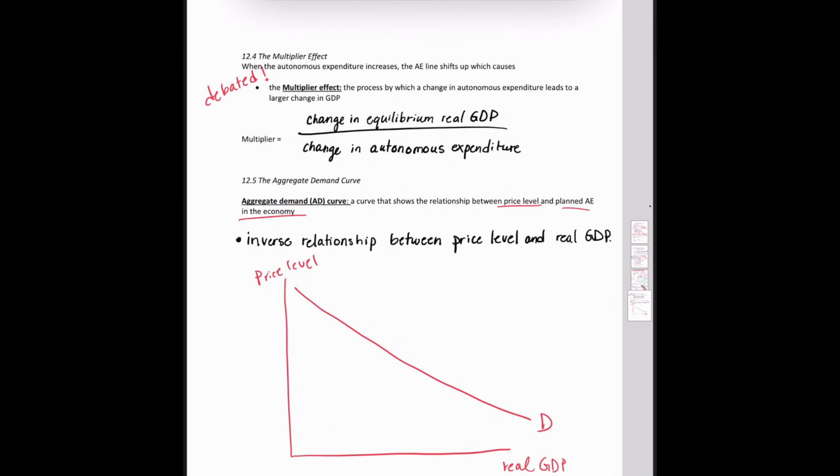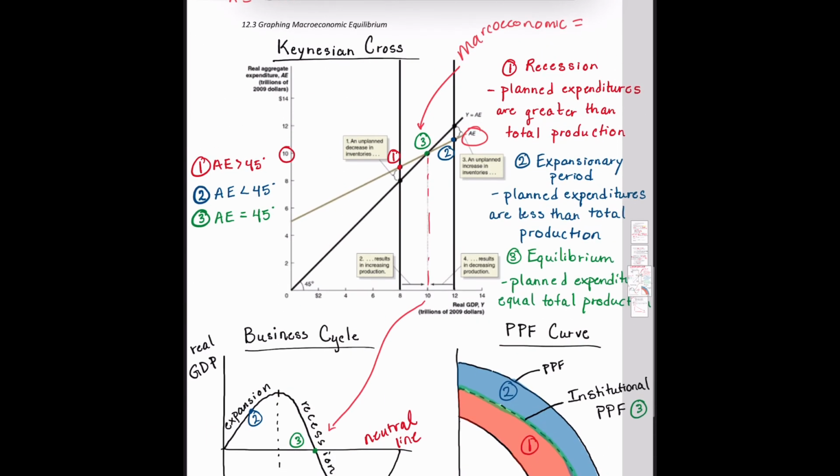Okay. So, with that being said, that pretty much sums up chapter 12. I know that relating the Keynesian cross, business cycle, and PPF curve is complicated, but I hope that gives you a greater overall picture of what's exactly going on when you are in a recessionary period, in an expansionary period, and understanding how unplanned changes in inventories affect where you are within the business cycle, on the PPF curve, and on the Keynesian cross.